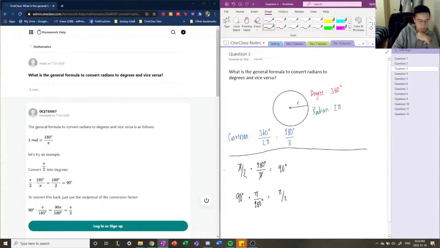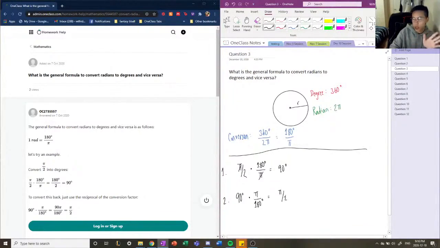Okay, in this first case, we wanted to get degrees from radians, so we used a conversion factor properly, and we got our end unit of degrees. In the second one, we wanted to convert to radians. So we wanted to cancel out our units of degrees, and we would end up with our unit of radians. So make sure that you always check that you have the correct units at the end.